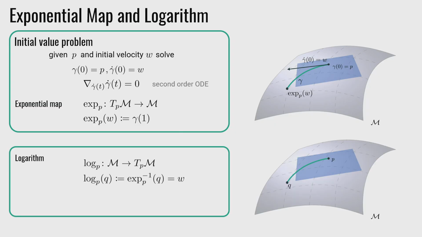And you can also consider now the logarithm. So this answers a different question. So maybe you have point P and point Q, and you want to know, okay, I'm now in point P. In which direction do I have to go to actually arrive at point Q? So this is defined as the inverse of the exponential map, and it tells you, given 2 points, what direction do I need to take to connect them?